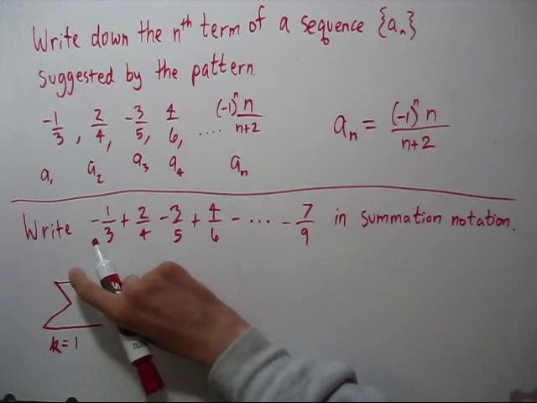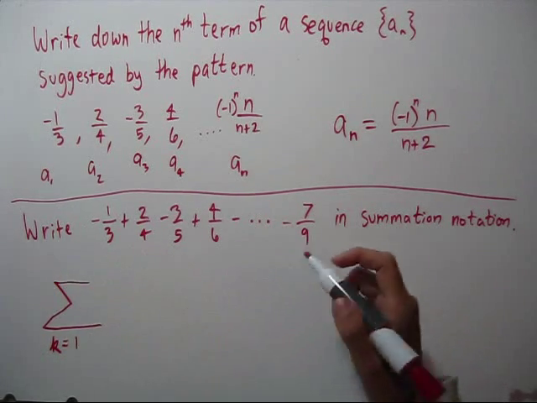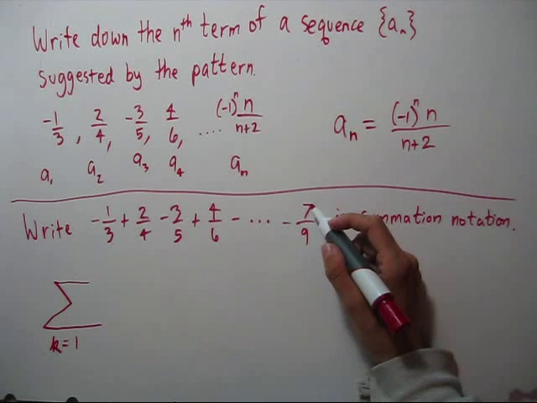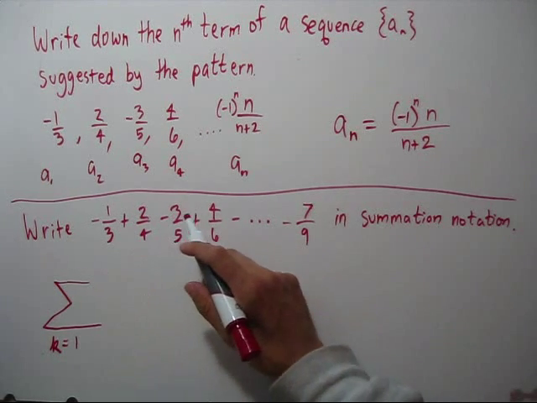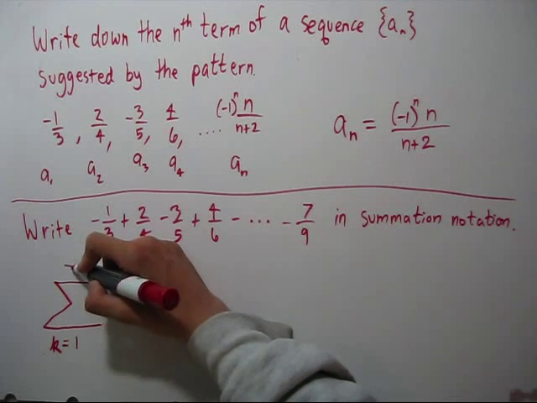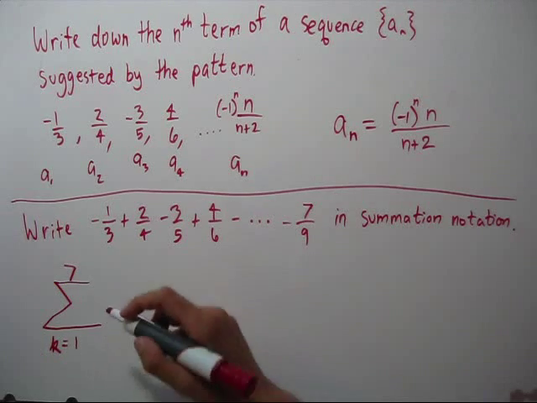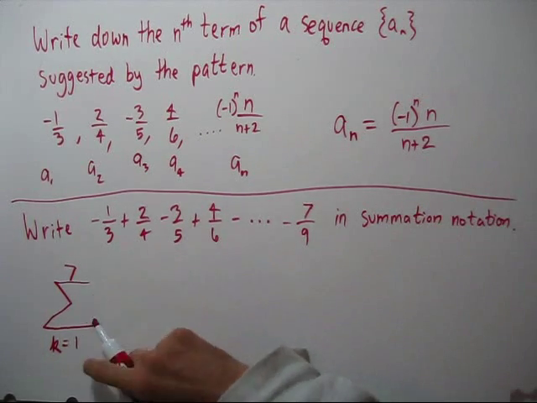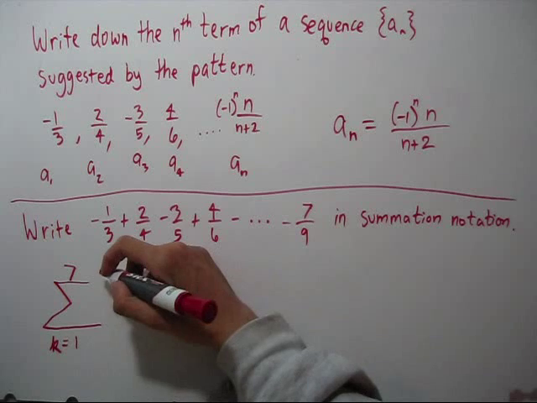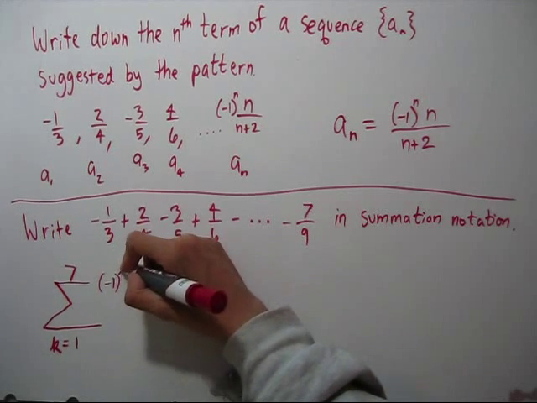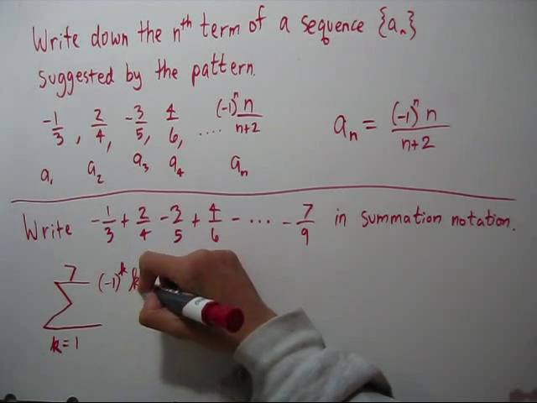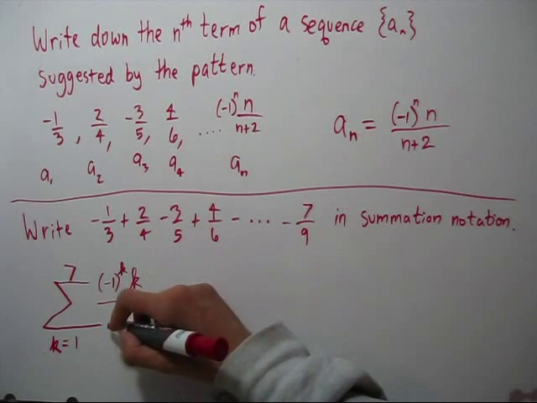And we also need our ending point up here. Our last numerator is a 7. We go 1, 2, 3, 4. So 7 will be the upper limit. And then we write the formula, which we found up here, except we're using k as our index. So we'll have -1 to the kth power times k over k plus 2.